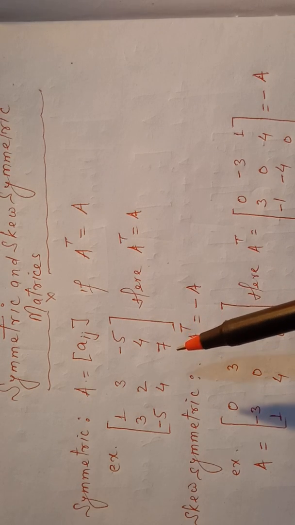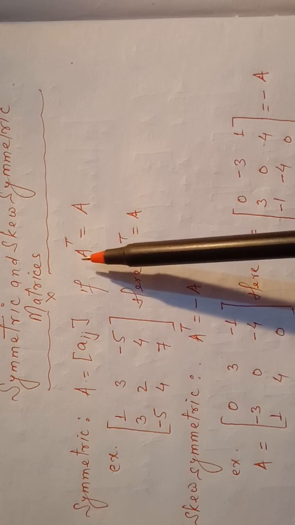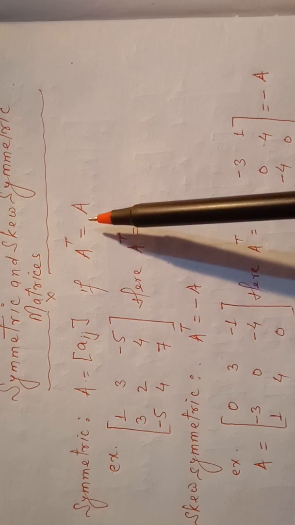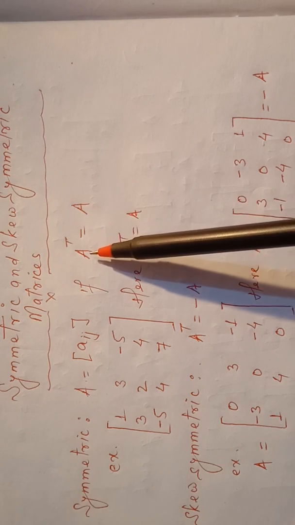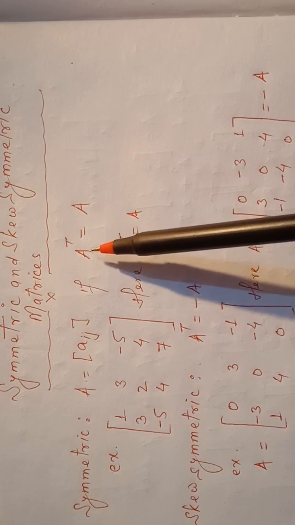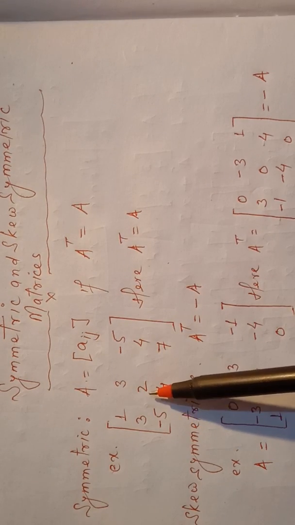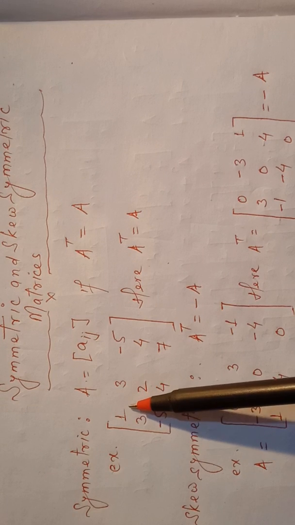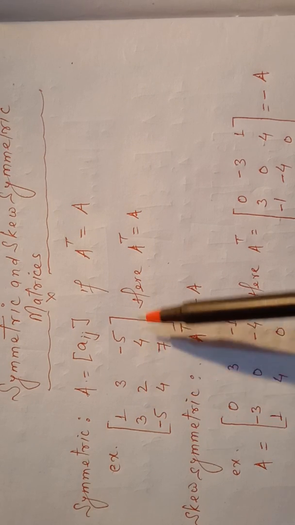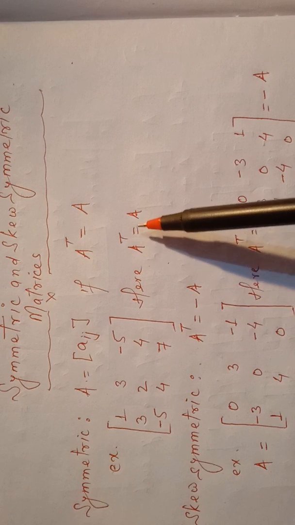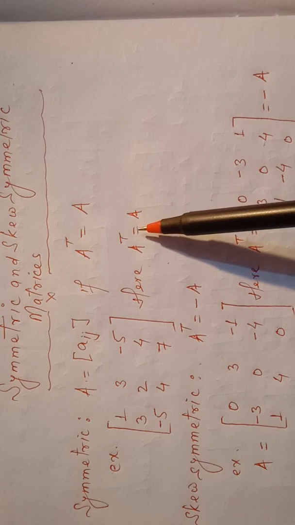For a symmetric matrix, if one matrix is given and we take the transpose of the matrix, and the result we get is the same matrix, then we will say that A is a symmetric matrix. You can see this matrix A I have taken. You take the transpose of the given matrix, you will observe you will get the same matrix. So we will say that A transpose is A. So A is an example of a symmetric matrix.